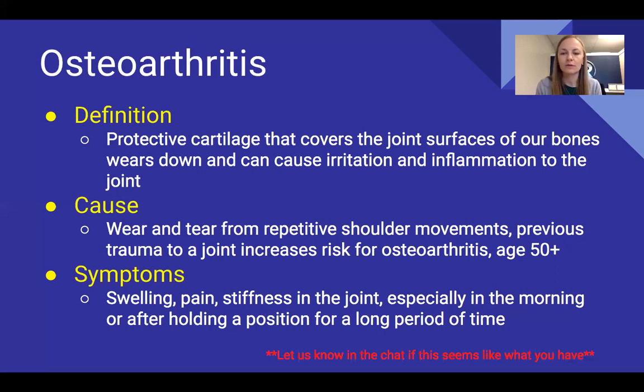Yes, there is some crossover, but that gives you an idea of how to tell the difference between some of them. Or if you've held a position for a long period of time, it can be hard to come out of. A long period of time can be like 2 or 3 minutes. Say with your arm above your head, painting or putting up a light bulb, and then trying to come down can be really painful.